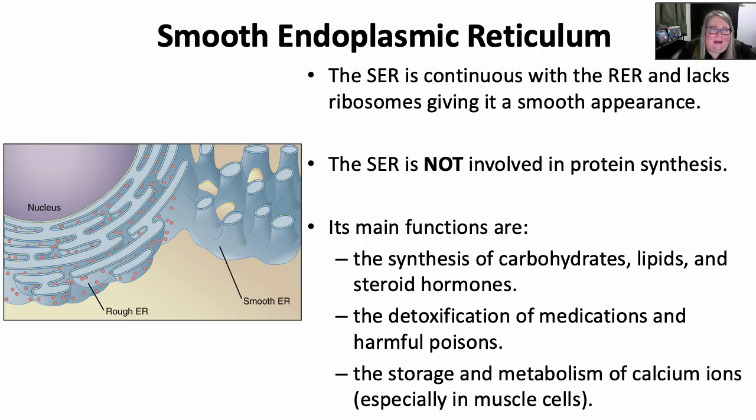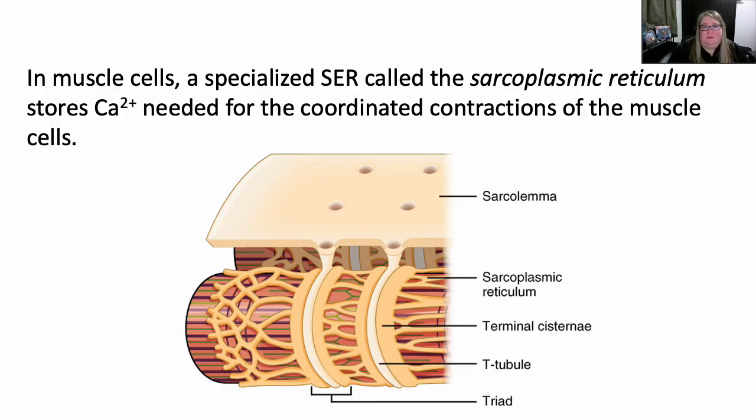Now we have a special type of SER called sarcoplasmic reticulum, and this is actually really important. We only find sarcoplasmic reticulum in muscle cells. Okay, so in muscle cells, the SER will store and metabolize calcium 2+ ions. So let's talk about this real quick.